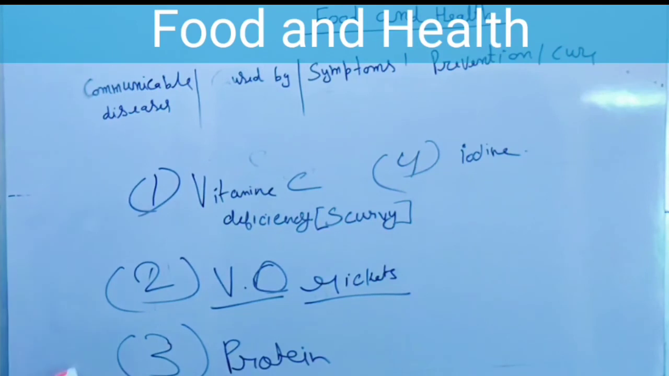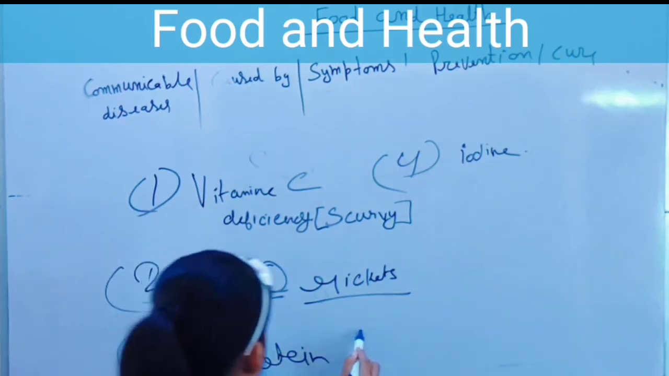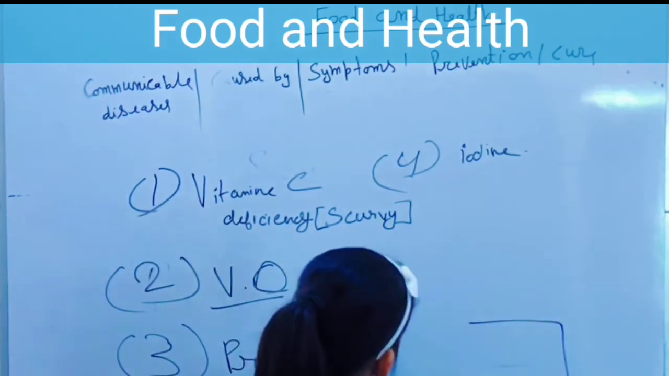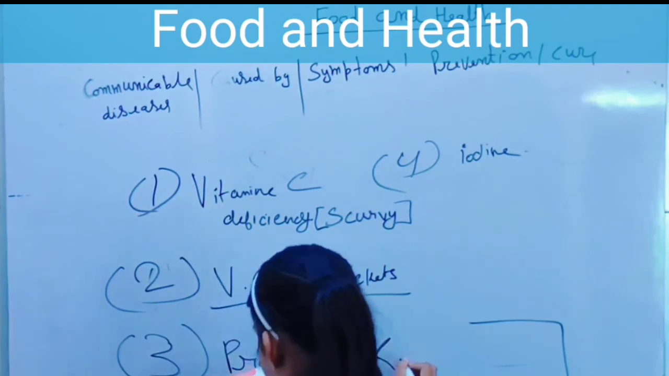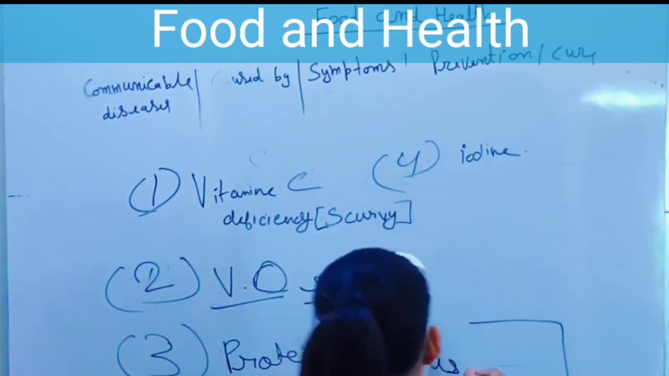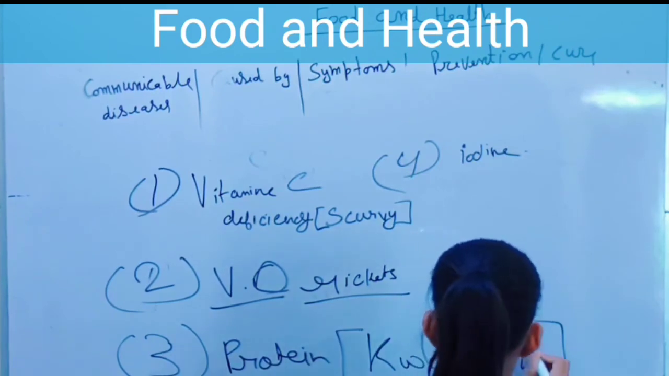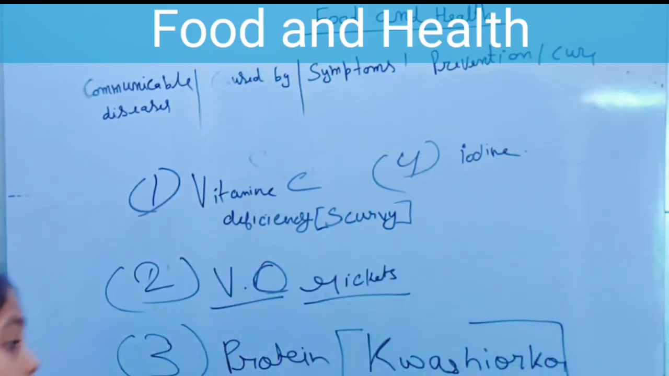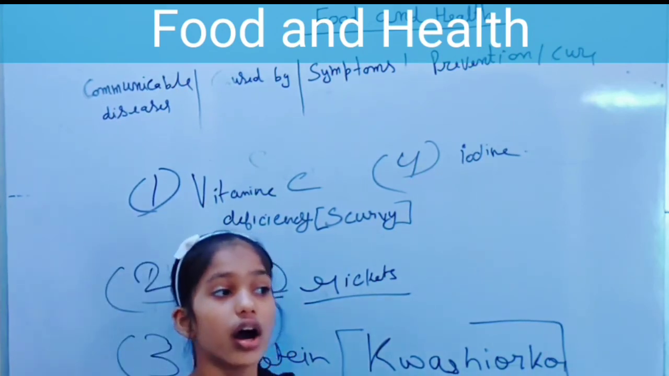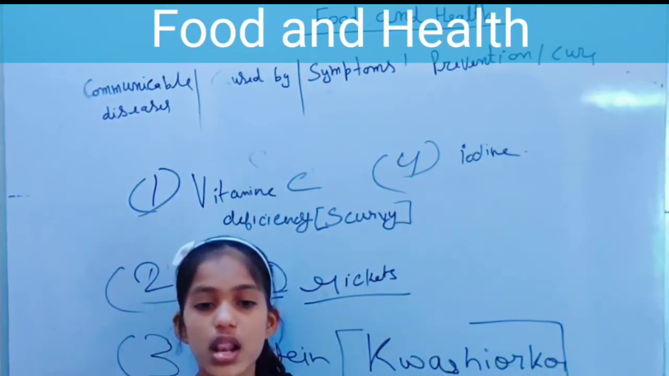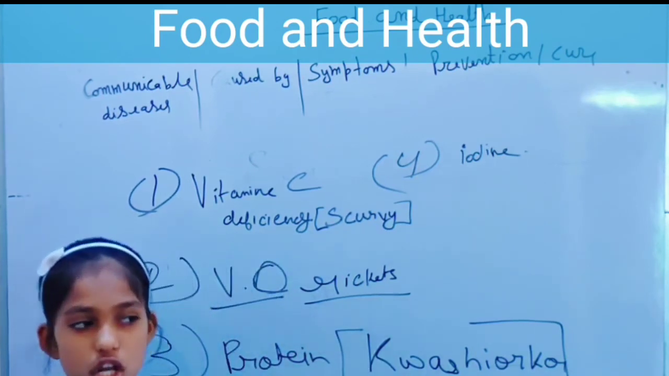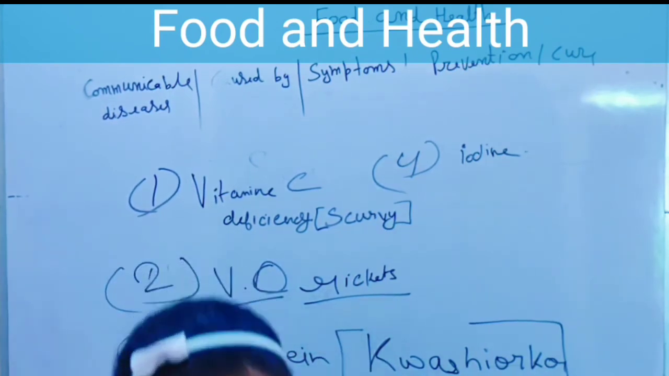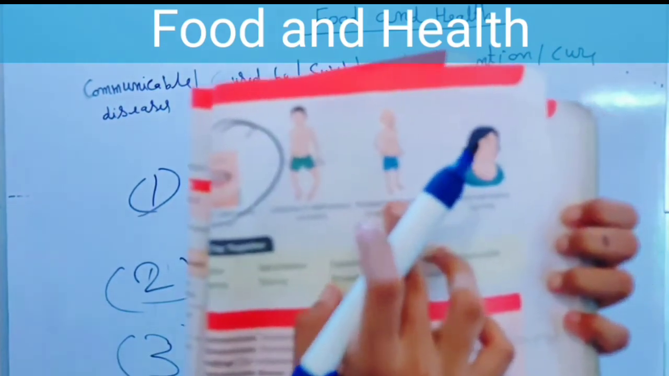Now about protein. The disease caused by not having the proper amount of protein is kwashiorkor. In this, our body does not have protein, so you will not have proper muscles. Your bones will be seen from above your body. Here you can see this is the picture of it.